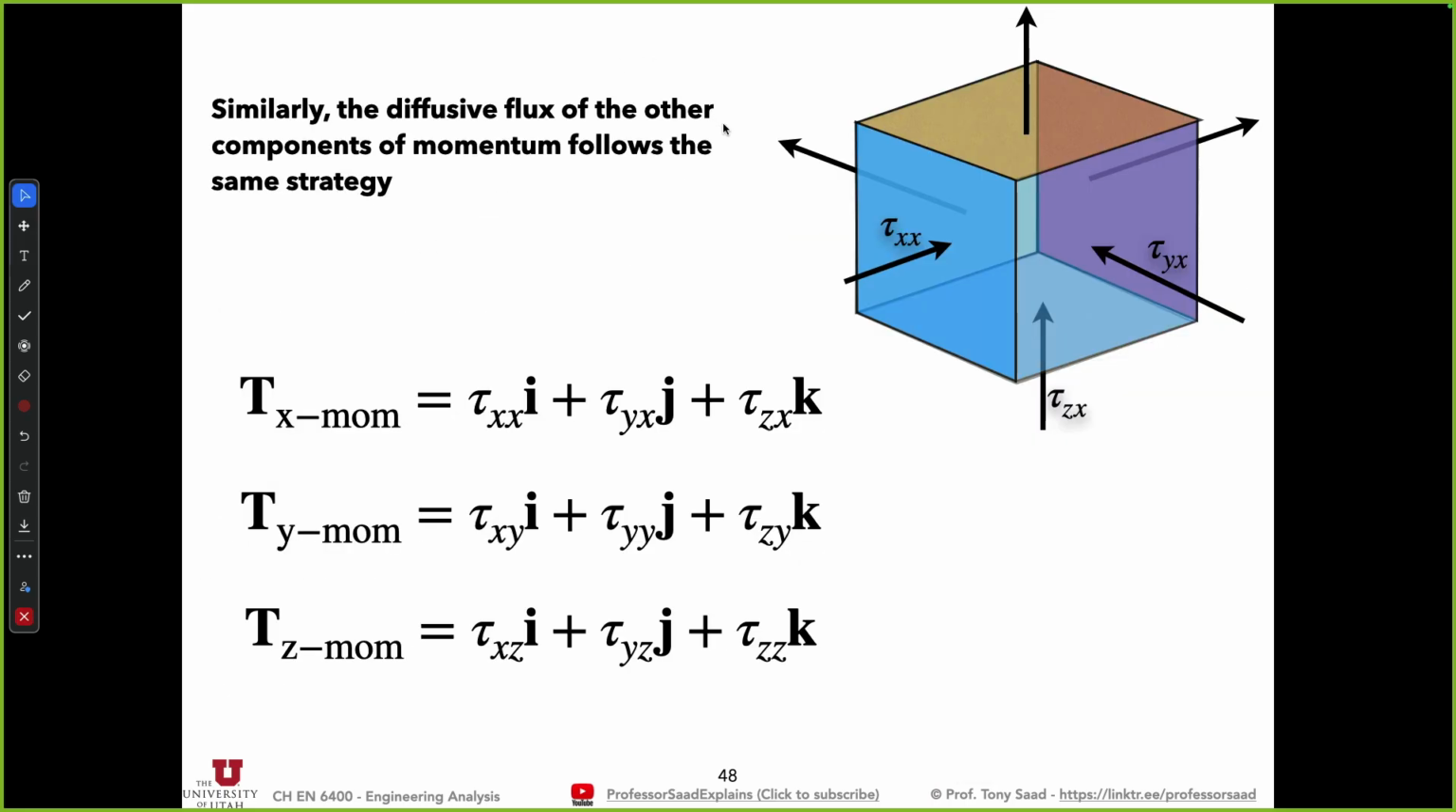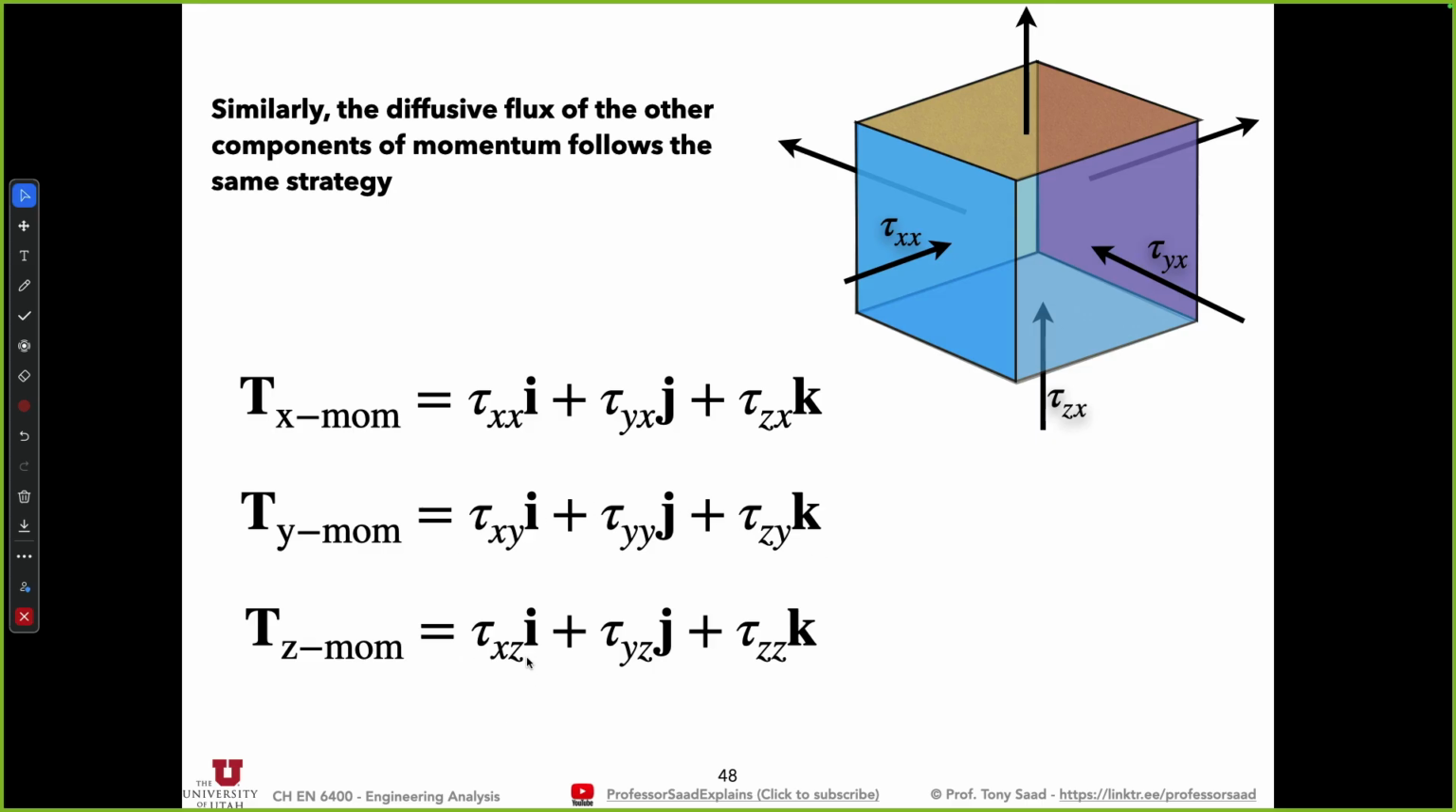Okay. Let's keep going. So now similarly, the diffusive flux of y momentum and z momentum, each one of them is a vector. Okay? Now for y momentum, you fix the second index. So you have tau jy. Agreed? Because you're fixing y, that's the diffusion of y momentum. And then the other index is going to pick up which direction it's diffusing in. Tau xy is the diffusion of y momentum in the x direction. Tau yy, diffusion of y momentum in the y direction. And tau zy is diffusion of y momentum in the z direction.